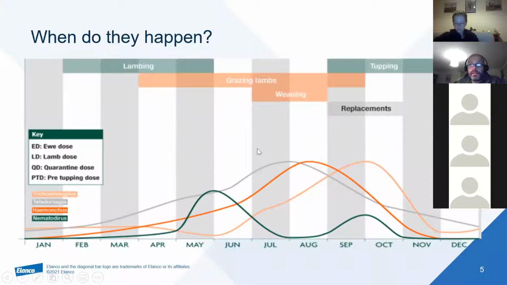We've got the months of the year along the bottom there. And the worm that we tend to see first in the grazing season is Nematodirus. This is because most of those eggs will lie dormant until they've had that period of chill. And then as the weather warms up, we'll get this mass hatch. So all the eggs that have been accumulating on the pasture since last summer will hatch at more or less the same time. And that's why Nematodirus can cause such severe damage in lambs that haven't met it before.